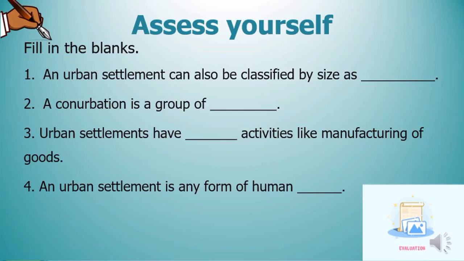Now, dear students, it's time for you to assess yourself. So I have prepared some blanks for you. Let's see the first one. So the first fill in the blank is an urban settlement can also be classified by size as dash. Secondly, a conurbation is a group of dash. Third, urban settlements have dash activities like manufacturing of goods. And last but not the least, an urban settlement is any form of human dash. So I hope that you'll be able to solve this after taking the lesson very easily.